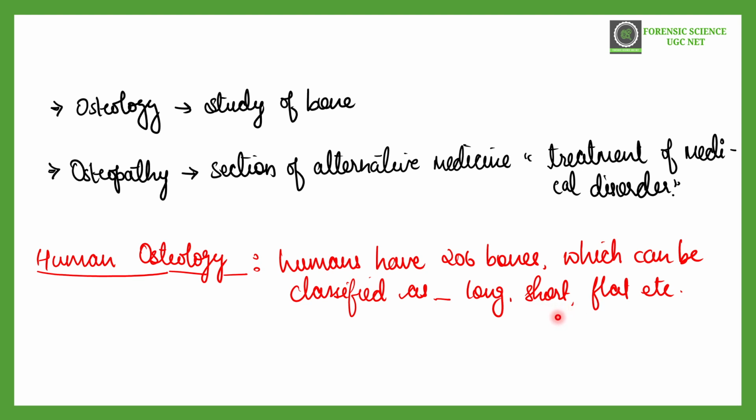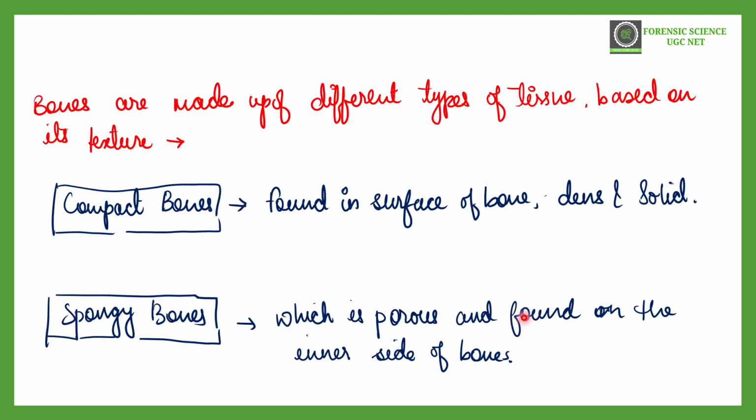So we can classify these bones in different manners, like long, short, flat, irregular, and all these things. Human osteology can classify them like this, and according to their texture and different types of tissue, we can classify bones into two types again: compact bones and spongy bones. This is based on the different types of tissues they are made of and their texture.